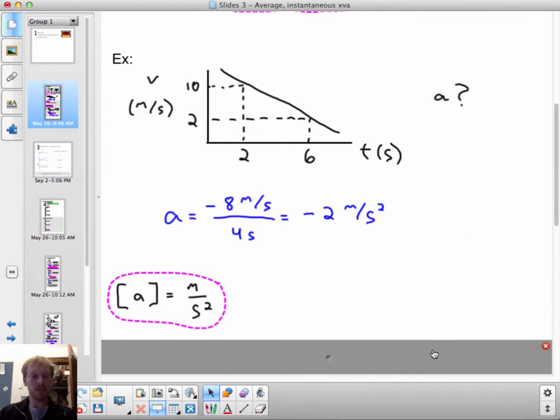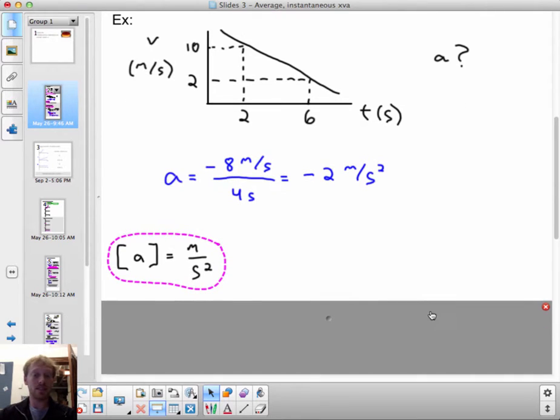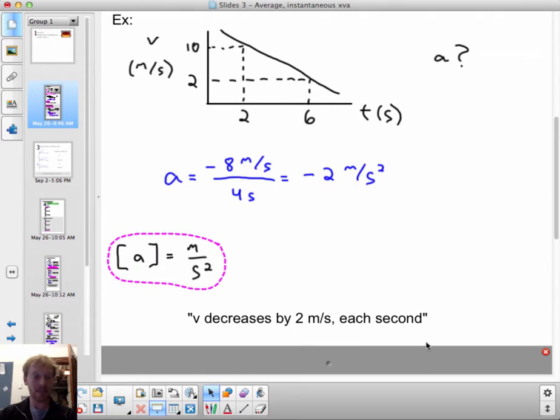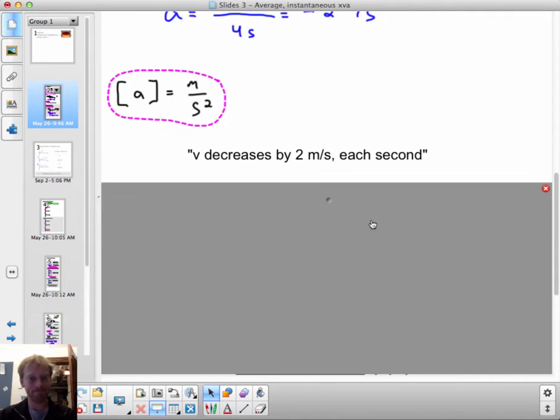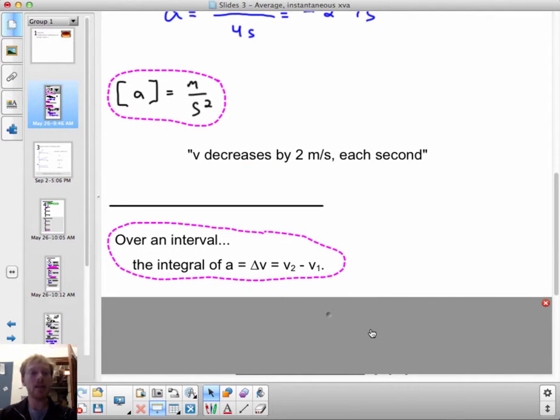So the units of acceleration are meters per second squared. And what that just means is that for each second, there is a decrease in velocity of 2 meters per second. That's what an acceleration of minus 2 meters per second squared means. All right, it is also true that the integral of the acceleration function over a time interval is the same as the change in velocity.